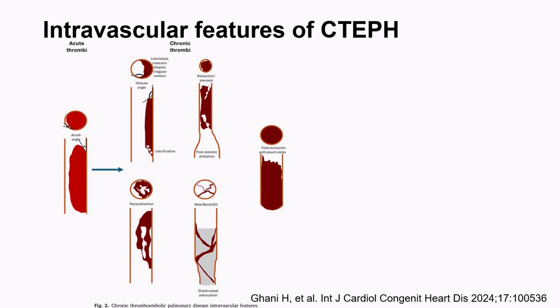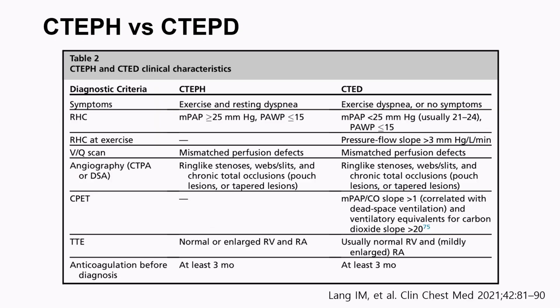You can see the acute thrombus in the vessels in acute pulmonary thromboembolism. As time goes by, thrombi can change into chronic organized thrombi with laminated crescent-shaped irregular contour, refractory stenosis, recanalization, web, band, and slit, and total occlusion with the pouch defect. If you find these features in the imaging studies, you should consider the presence of CTEPH and CTEPD.